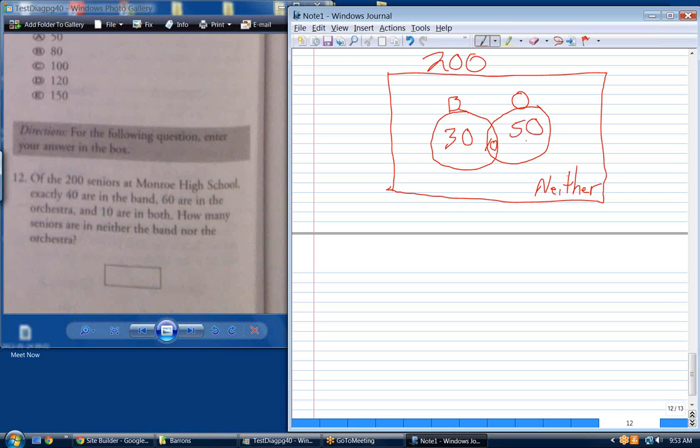Now how much is neither? 80. Well, this totals 90 because we've got 30 plus 10 plus 50. Remember, these numbers I'm putting in here are exclusive to their region. In other words, it's not 30 members in the whole circle. It's 30 that are band only, 50 that are orchestra only, and 10 that are both, which is 90. So 110 for neither.